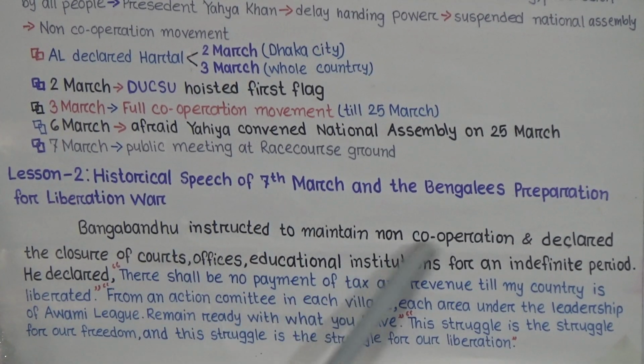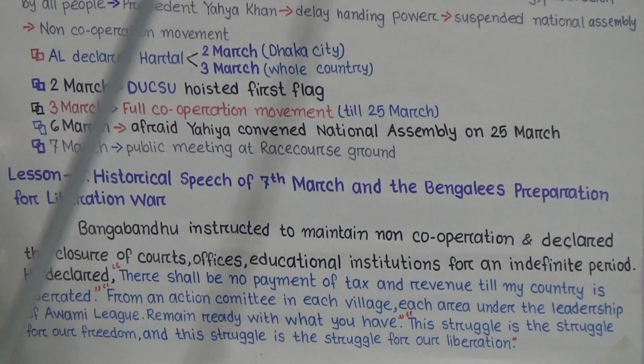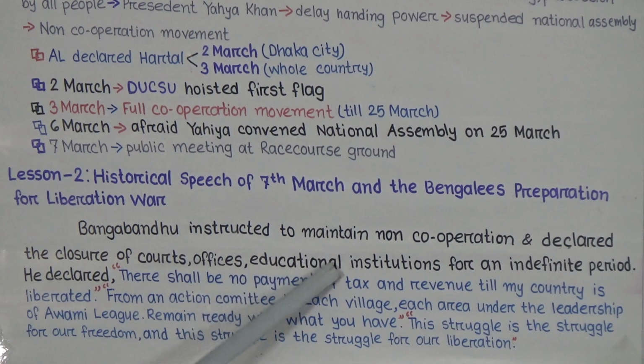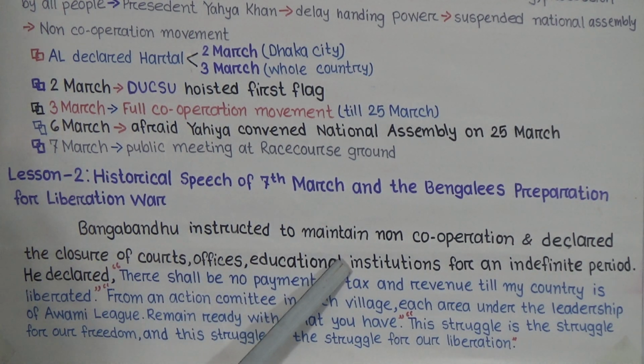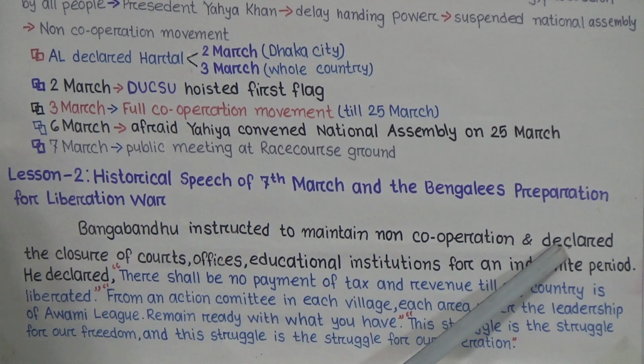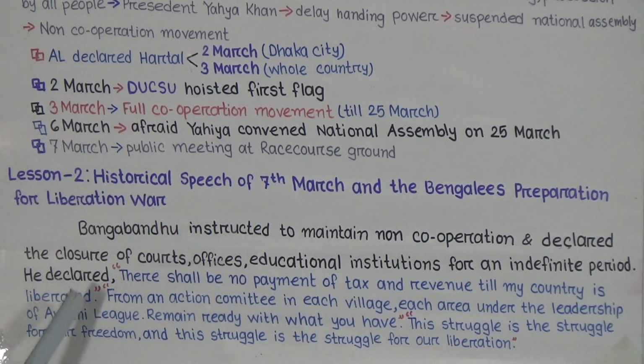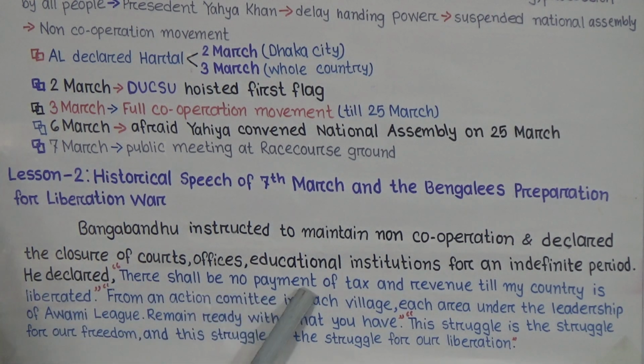Bangabandhu is instructed to maintain non-cooperation and declare the closure of schools, offices, educational institutions for an indefinite period. So when West Pakistan was not willing to hand over the power to the elected party, Bangabandhu raised his voice for the sake of the people of East Pakistan, because they were oppressed by West Pakistan. That's why Bangabandhu raised his voice against all oppression, and he declared to close all courts, offices, educational institutions for an indefinite time. He declared that there shall be no payment of tax and revenue till my country is liberated.